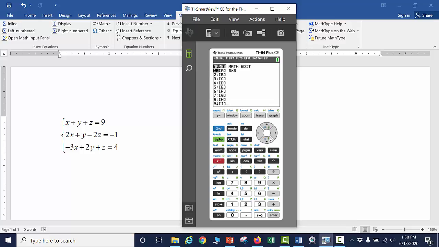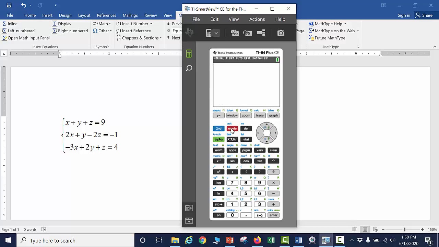So I'm going to come down, I'm going to come over here to edit, come down to B. And this one is going to be a 3 by 1. So I'll put in those values. See? So here we go. I got a 9, negative 1, and 4. There it is. So there's my B matrix, 9, negative 1, 4. So I'm going to quit now.